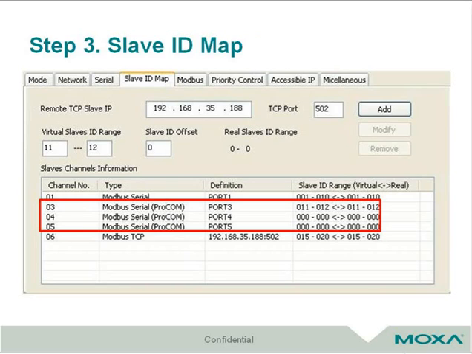Port 2, the first PROCOM, is configured as Modbus master mode. There is no slave on the channel, so we cannot see port 2 at this step. In contrast, we can see a Modbus TCP device at an IP and TCP port by channel 6 as a TCP slave. Through port 3 to port 5, these PROCOMs are configured as Modbus slave mode, so we can configure a slave ID for each.